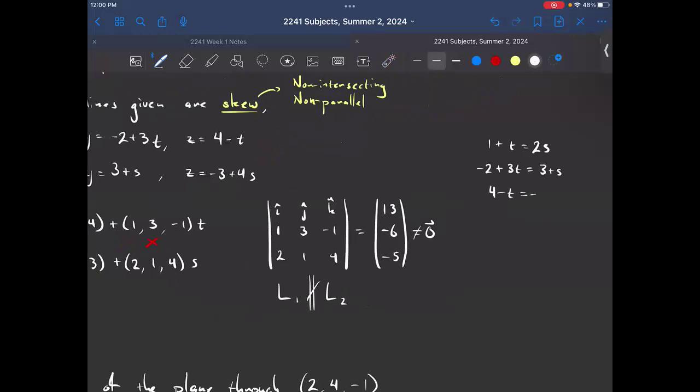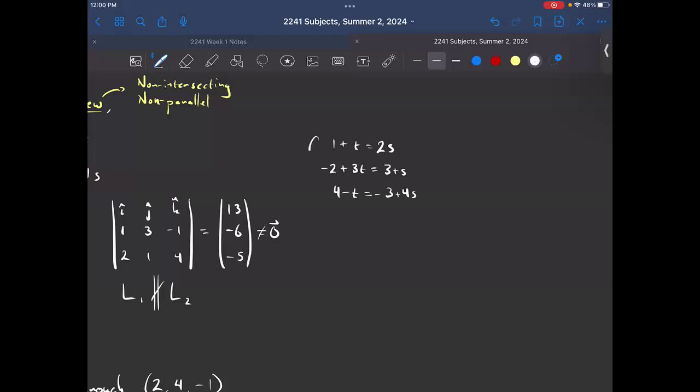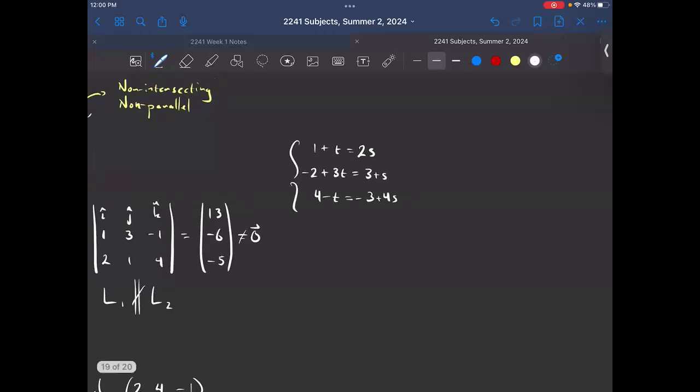4 minus t here, and then -3 plus 4s. All right, so we have 3 equations in 2 unknowns. We should be able to solve these. Now, this probably takes a little bit of cleverness. It's easier to pay attention to things that cancel out easily. So t and -t, which means I can just add the top equation and the bottom equation together to get 4, 5 plus 0t equals, let's see, -3 plus 6s.